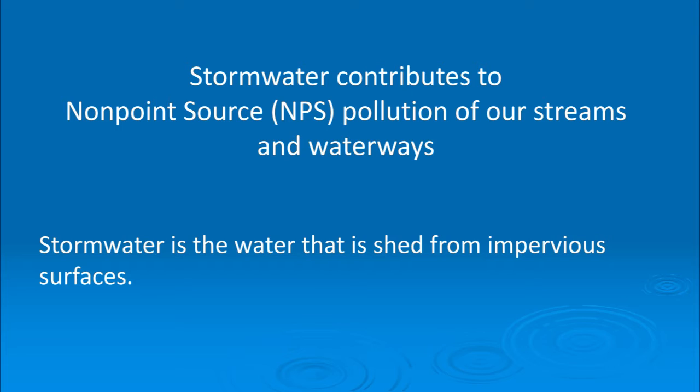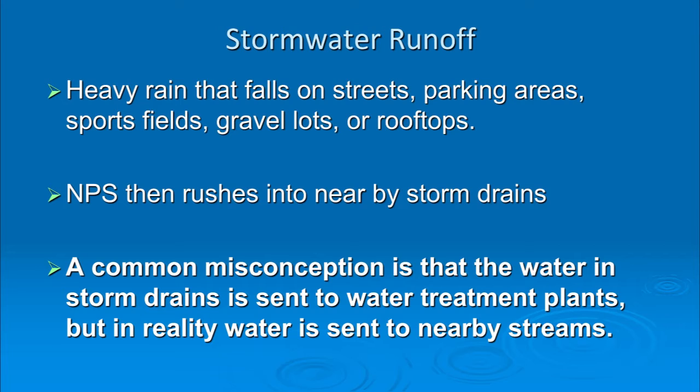So stormwater contributes non-point source pollution to our streams and waterways, right? Stormwater is the water that is basically shed from any impervious surface. Stormwater runoff specifically is when heavy rains that fall on your streets, parking lots, sports fields, gravel lots, or rooftops reach our streams, which I had mentioned earlier. That water then rushes into nearby storm drains, which we saw in the photograph with the sediment, and then that's carried to our local stream.